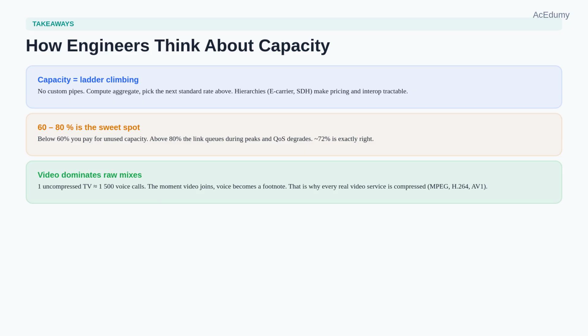3. Video dominates mixed links. One uncompressed television channel is roughly 1,500 voice calls in raw bandwidth. The moment a video stream joins a link, the voice budget becomes a footnote. This is the underlying reason why every video service in the real world is compressed. MPEG, H.264, AV1. They push that 96 megabit raw PCM figure down to 4 or 5 megabits, and suddenly the asymmetry vanishes.